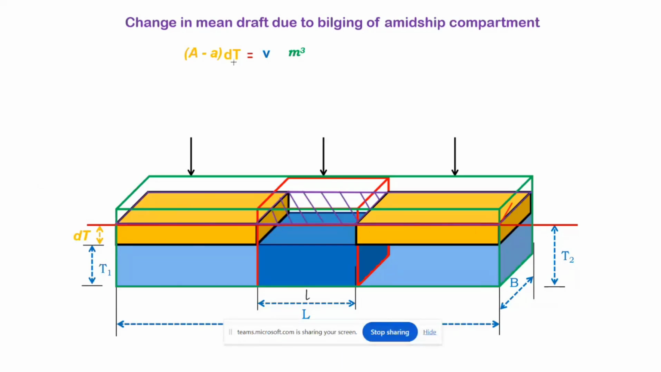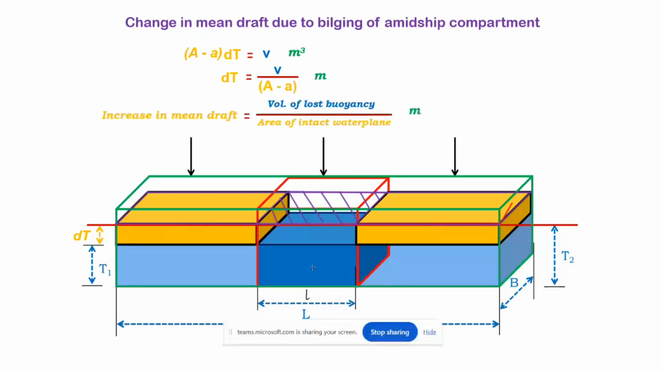dT is the change in mean draft. That will essentially be equal to the volume of lost buoyancy divided by the intact water plane area. Right from here, we can figure out dT equals v upon A minus a, that means volume of lost buoyancy upon area of intact water plane. When we think of the calculations, small v can be found by multiplying small l with capital B and capital T1, where small l is the length of the compartment, capital B is the breadth of that compartment and hence the breadth of the ship also, and T1 is the initial draft.